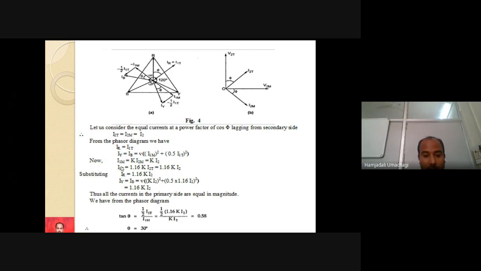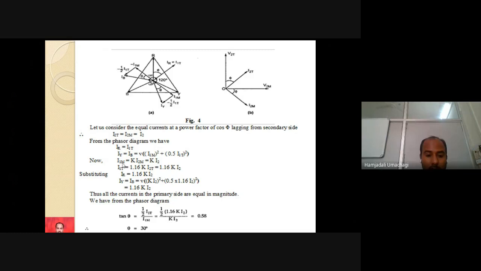So the value of I1M is equal to K times I2, and the value of I1T is 1.16 K times I2. So the main transformer primary current is K times the secondary current I2. The teaser transformer primary current is equal to 1.16 K times I2T, or 1.16 K times I2.